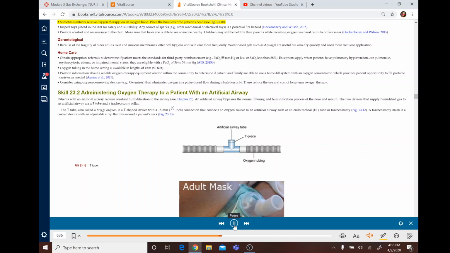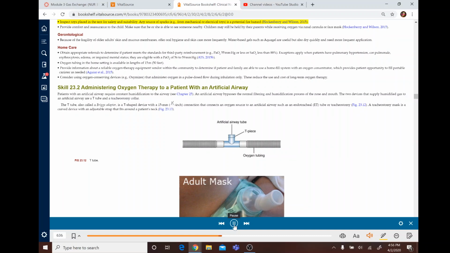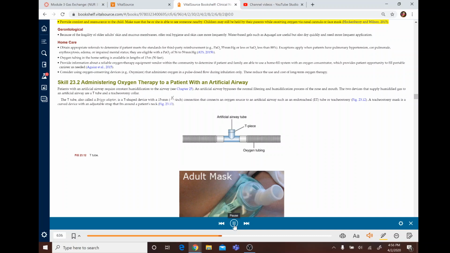See Fig 23.10. Inspect toys placed in the tent for safety and suitability. Any source of sparks, for example from mechanical or electrical toys, is a potential fire hazard (Hockenberry and Wilson, 2015). Provide comfort and reassurance to the child. Make sure that he or she is able to see someone nearby. Children may still be held by their parents while receiving oxygen via nasal cannula or face mask (Hockenberry and Wilson, 2015).